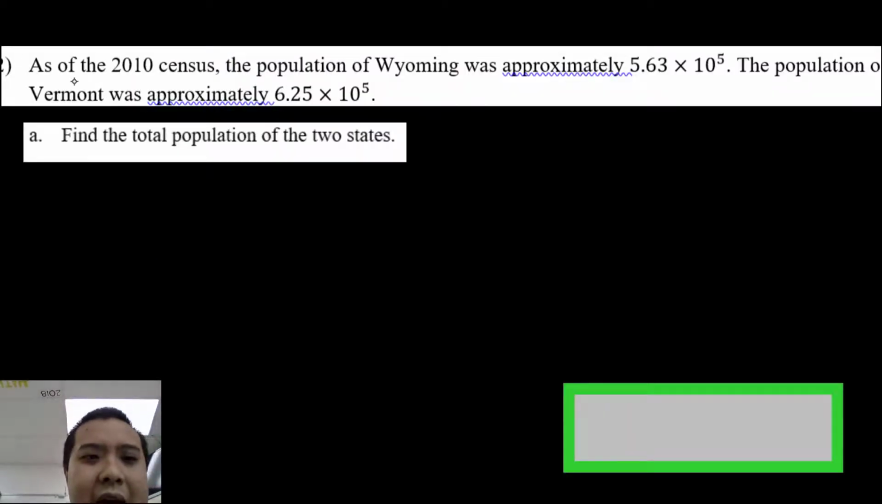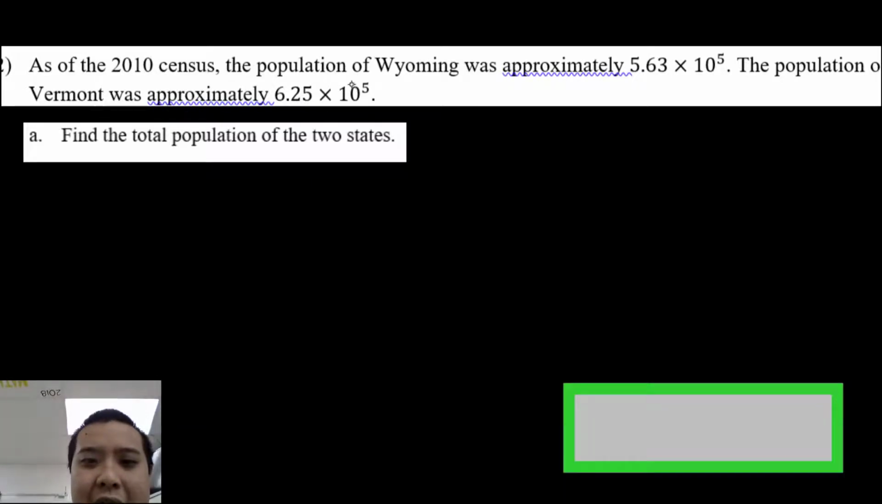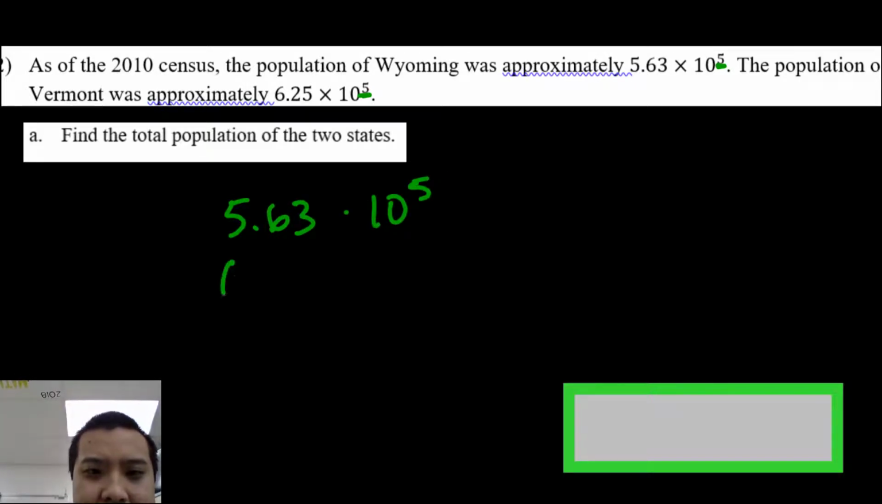Here, as of the 2010 census, the population of Wyoming was approximately 5.63 times 10 to the 5th. The population of Vermont was approximately 6.25 times 10 to the 5th. Find the total population of the two states. Total population, that means this is an addition problem. And look at that, we have the same exponent. That means we can just simply add our coefficients together. So we have 5.63 times 10 to the 5th and 6.25 times 10 to the 5th. Adding our two populations together.